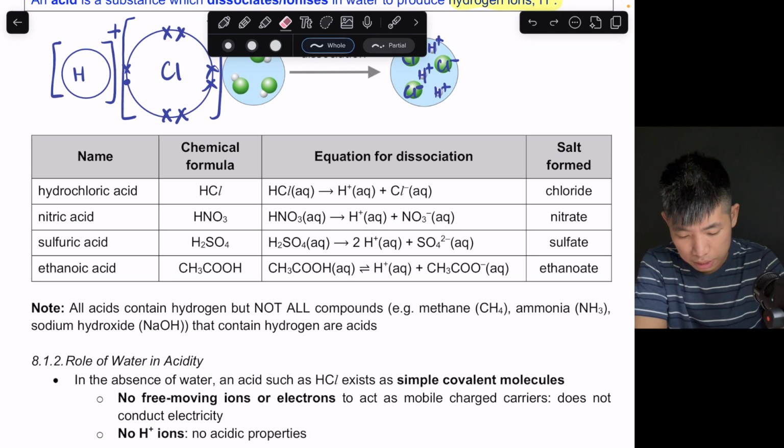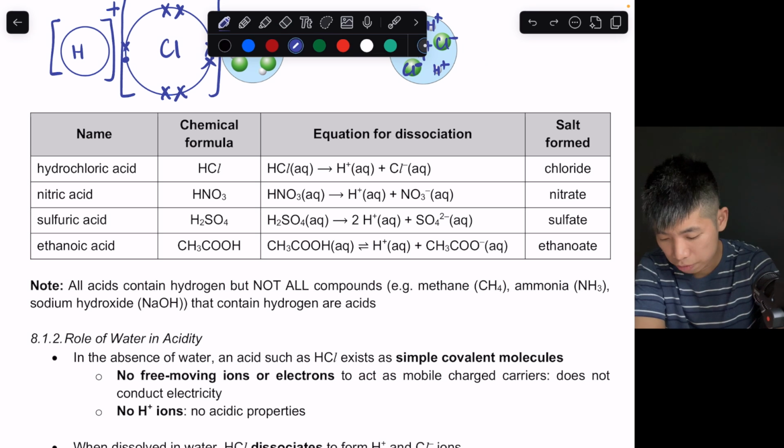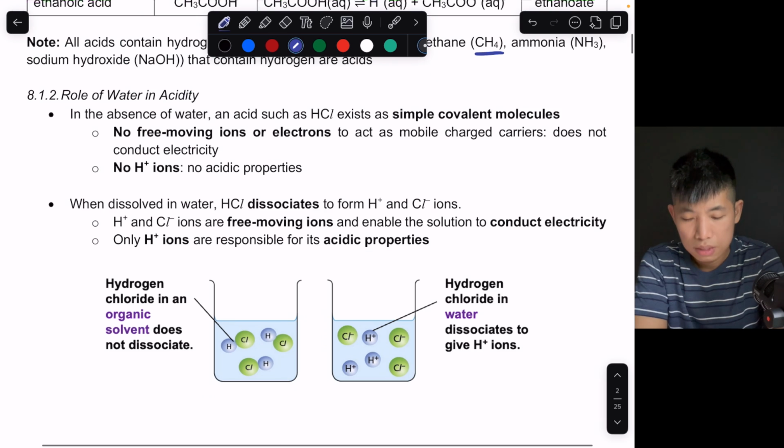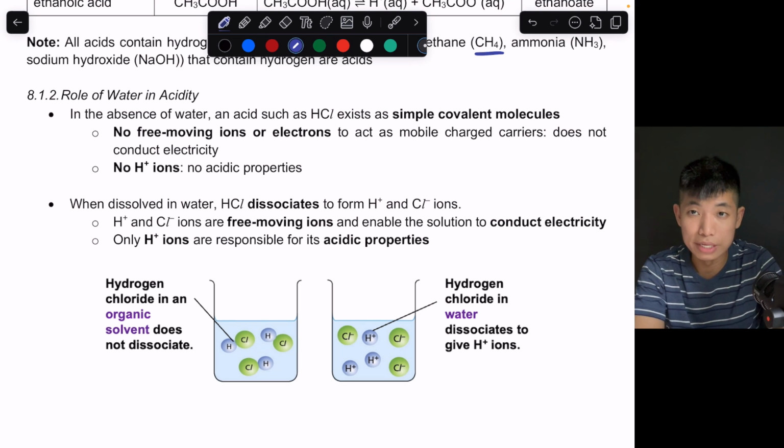I want to highlight that even though the formula of acids contain hydrogen, not all substances that contain hydrogen are acids. For example, methane CH4, even though the formula contains hydrogen, this hydrogen atom doesn't undergo dissociation. So you recall in the definition we said that acids only undergo dissociation in the presence of water. If the liquid that we add it to is not water, it doesn't undergo dissociation.